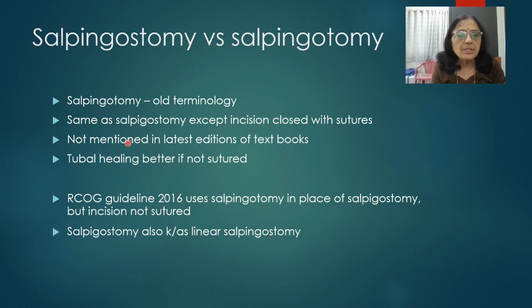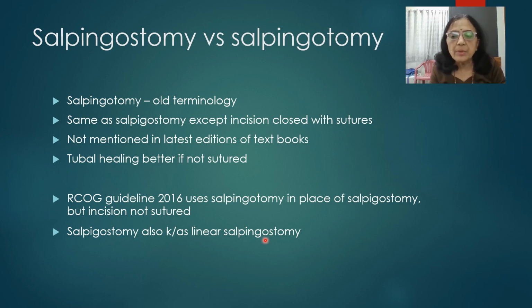Now, in the latest editions, salpingotomy, where you give an incision and then close it, is no more being used or mentioned, because tubal healing is better if it is not sutured. The RCOG guideline 2016 uses the terminology salpingotomy and not salpingostomy, but it is clear that here the meaning of salpingotomy is synonymous with salpingostomy, where the incision is given and not sutured. Salpingostomy is also known as linear salpingostomy.